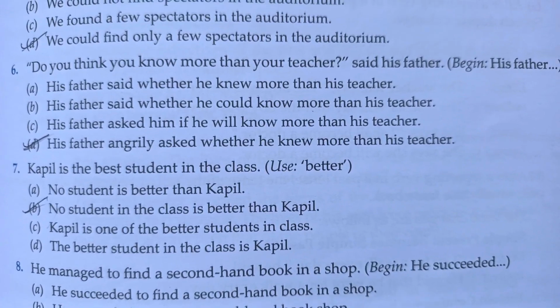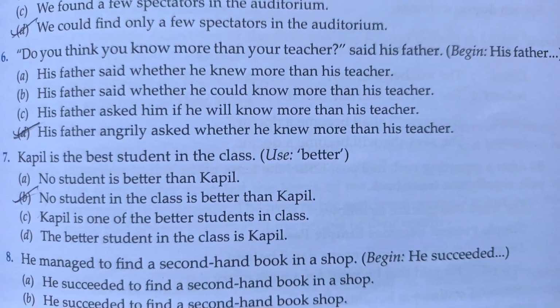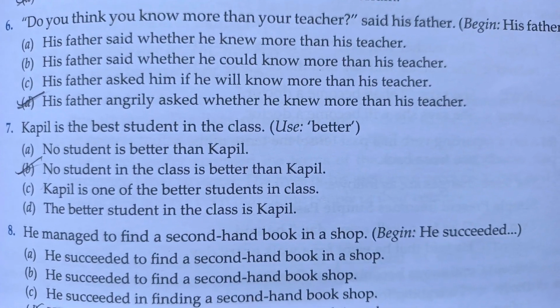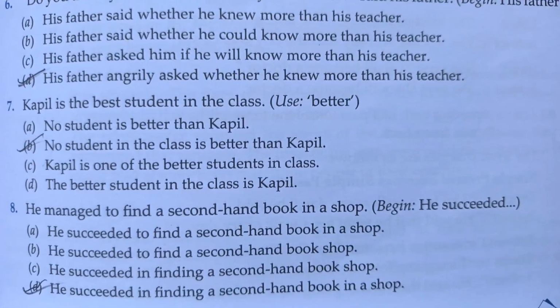Number 7, Kapil is the best student in the class. So here option B is correct. No student in the class is better than Kapil.